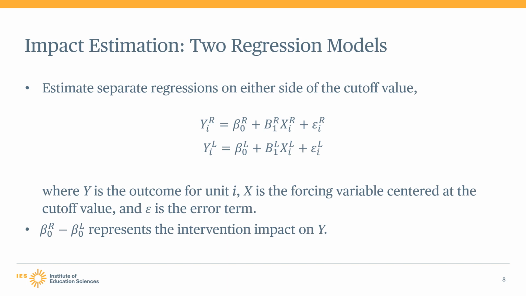In this two regression model specification, the intervention impact on the outcome at the cutoff is represented by the difference between the beta zeros from the two regression models, or the intercept terms from those models. Because again, the forcing variable predictor X in the models has been centered around the cutoff value of the forcing variable.